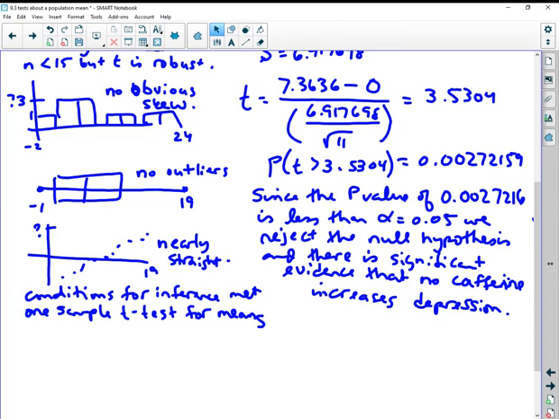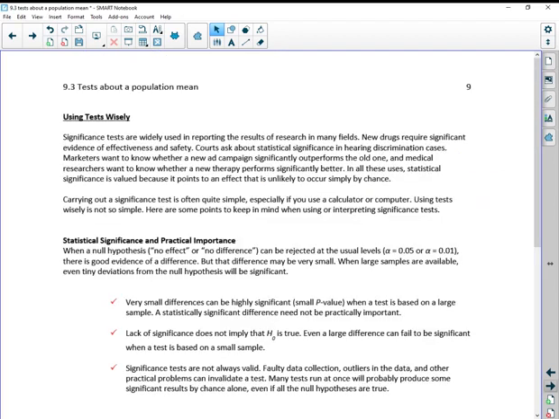Now, using your tests wisely. Significant tests are used in many research fields. I mean, we have to know, is there evidence that a new drug is effective and safe? So we use these in all kinds of situations, in court and all kinds, because how do you actually know that something is really changing, or that the result appears to be not just chance variation that's out there in the world, but actually creating some kind of an effect?